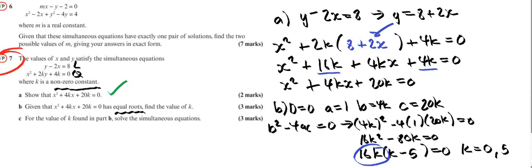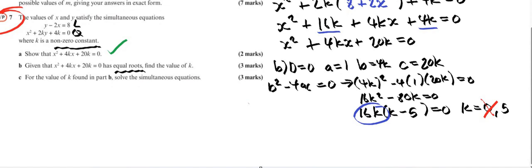But remember the question said that k was a non-zero constant. So that means that it can't be 0. It has to be 5. And that is the only solution. Right. Okay. So that means that B takes care of it. Now we're going to get to C. C. For the value of k found in part B, so that was that k was equal to 5, solve the simultaneous equations. Okay. So now we'll go back and restate our equation again.